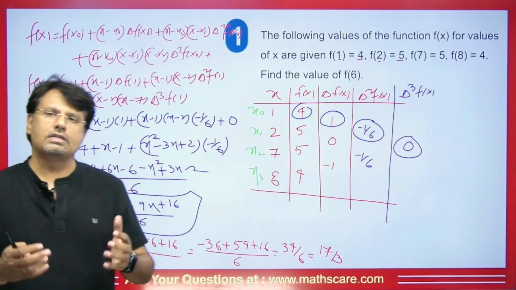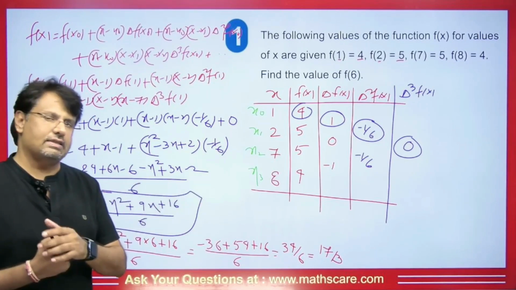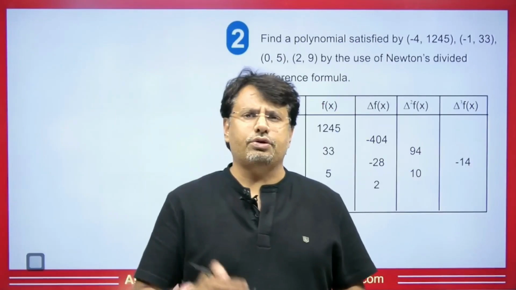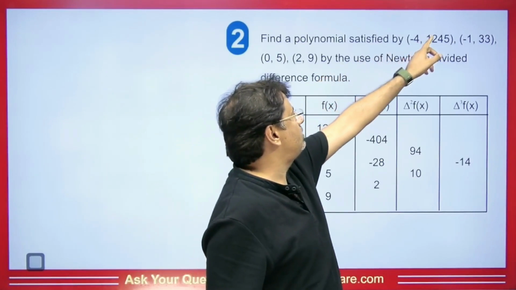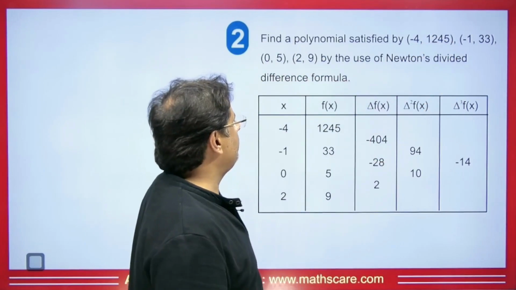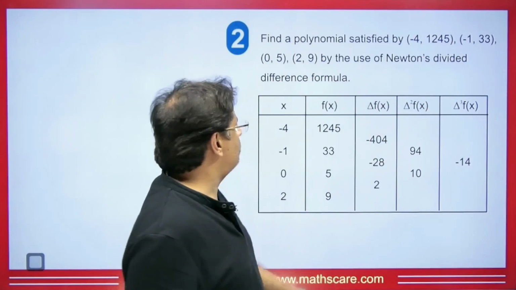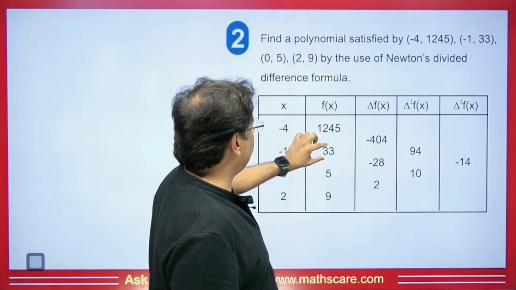We solved it. We calculated the polynomial, we can find from it, and we calculated from here. Let's move forward. What does the next question say? Find a polynomial satisfied by minus 4, 1, 2, 4, 5, minus 1, 33, and 0, 5, and 2, 9. By Newton divided difference, calculate the polynomial. We will put minus 4, minus 1, 0, and 2, and 1, 2, 4, 5, 33, 5, 9.